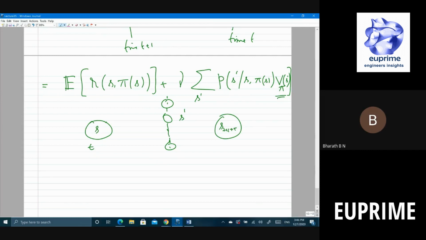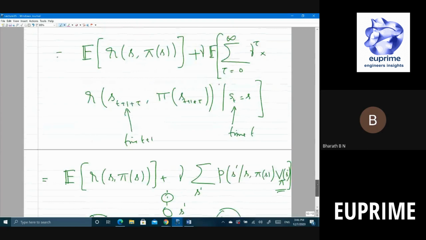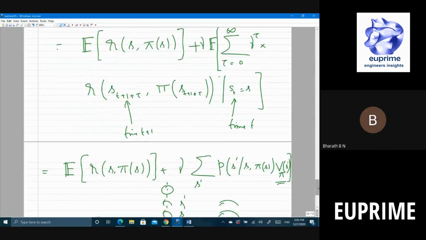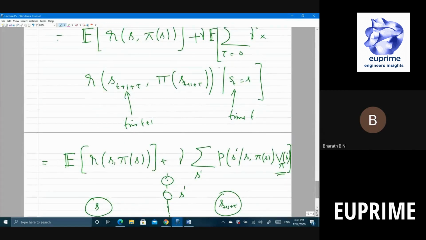Why is this true? Next step. From here to here. See what it is that I'm doing. I'm looking at the reward, the future, the sum of the c. For example, tau equal to 0, you'll have t plus 1, right? The next one. So t plus 1 could be any s dash. Do you agree? Yes, sir. Right? So that's what I'm doing, s dash.